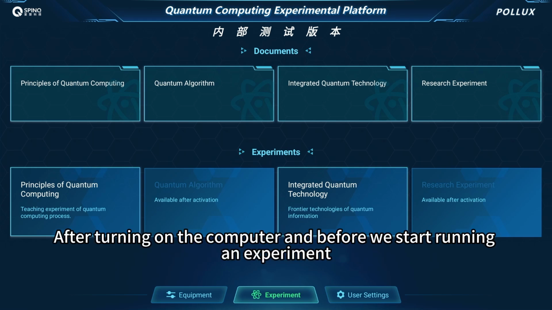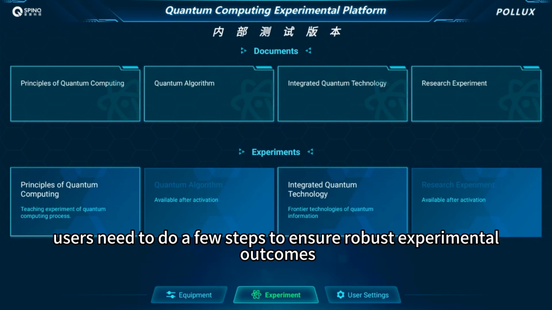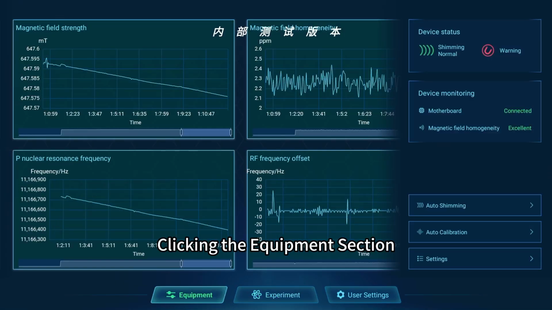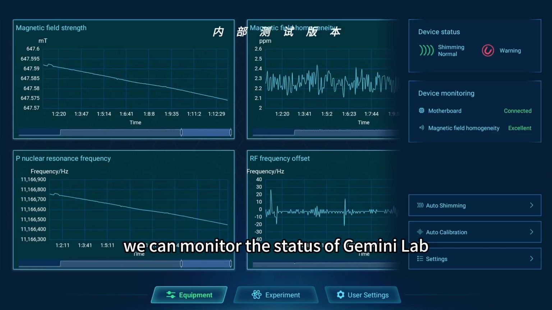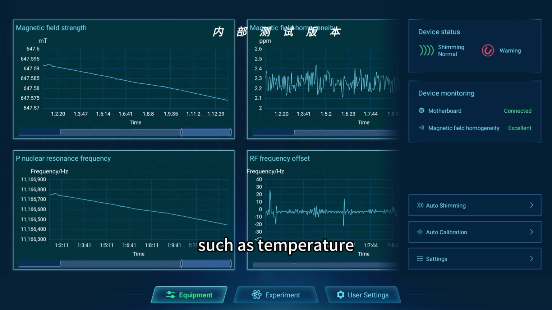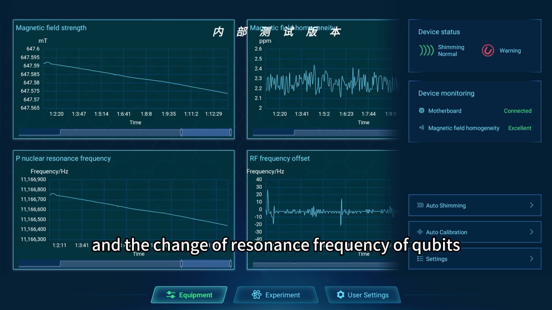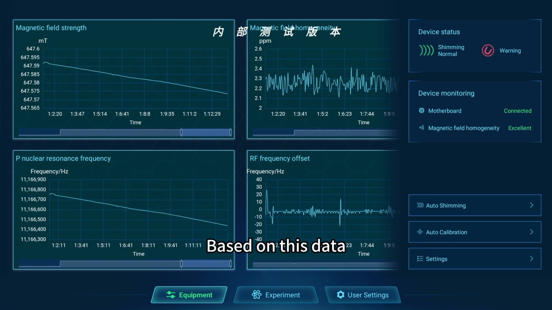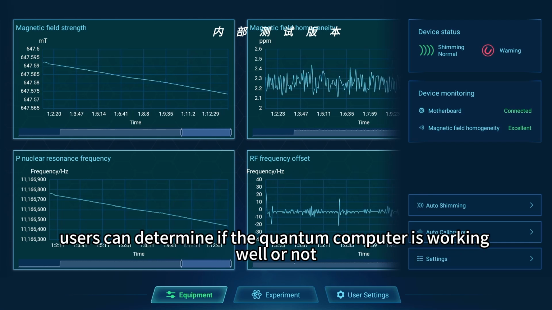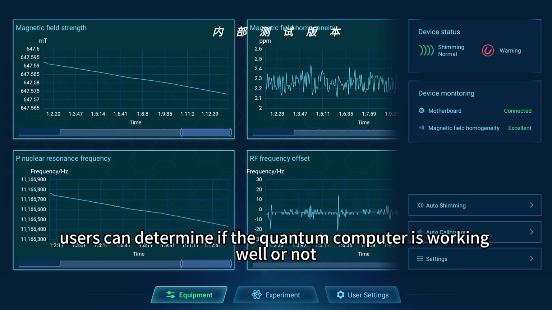After turning on the computer and before we start running an experiment, users need to do a few steps to ensure robust experimental outcomes. Clicking the Equipment section, we can monitor the status of Gemini Lab, such as temperature, magnetic field, and the change of resonance frequency of qubits. Based on this data, users can determine if the quantum computer is working well or not.